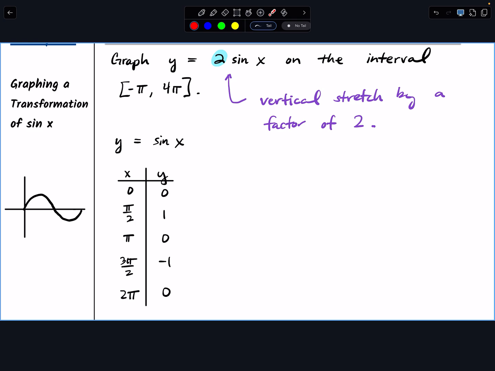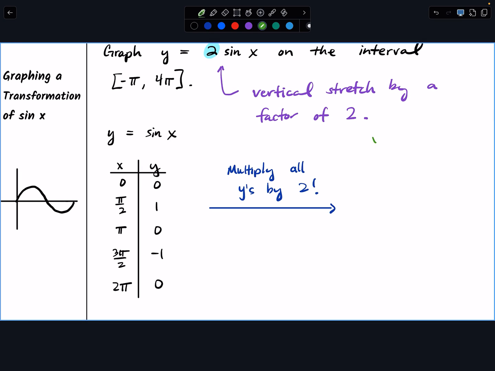Okay, now we're gonna vertically stretch this by a factor of 2. So everybody turn and look at me. Do you guys agree that means it's gonna look like this, right? Which axis is that gonna affect, the x or the y? The y. So if I stretch everything by a factor of 2, all this means is that all the y's are gonna get multiplied by 2. So take that table, multiply all the y's by 2. So the x's aren't going to change, just the y's.